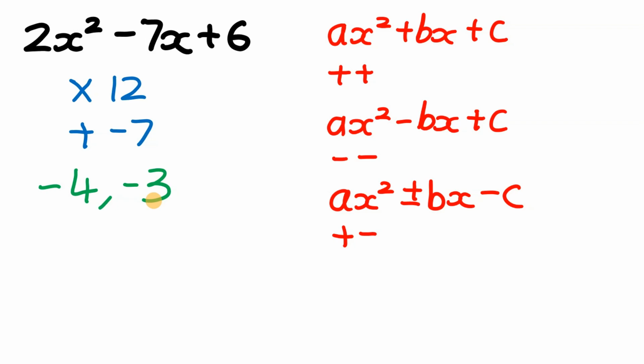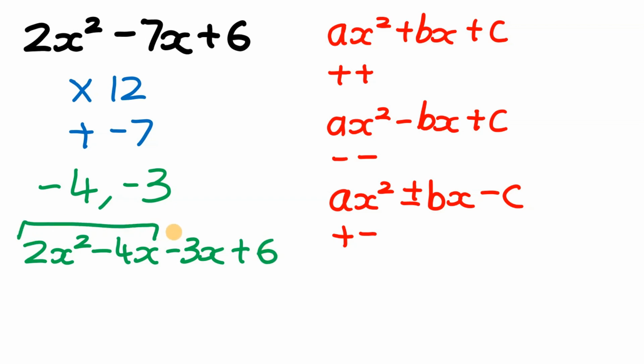Now, unlike before, remember when we had the 1 as the coefficient of x squared, we cannot put this straight into the brackets. We have to do the method again where we split this minus 7x up into minus 4x and then minus 3x. So we're going to write this here as 2x squared minus 4x minus 3x plus 6, like this here, and we're going to factorize these individually.